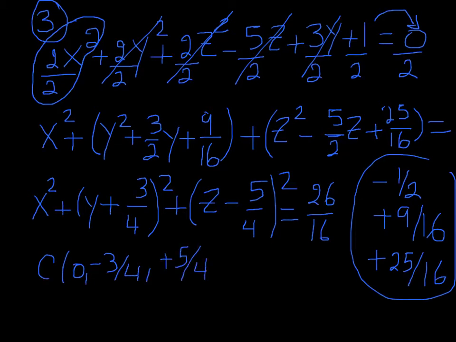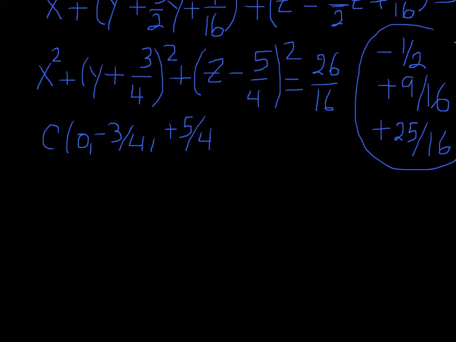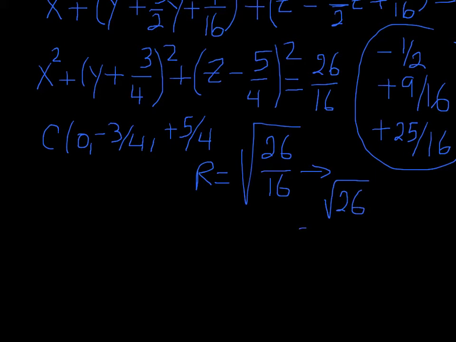The radius will be the square root of 26 over 16. You're going to have to reduce it a little bit. The top, it doesn't reduce. You can leave it as square root of 26. The bottom, square root of 16 is 4. Good thing that you don't have a radical on the bottom, otherwise you would have to rationalize it.